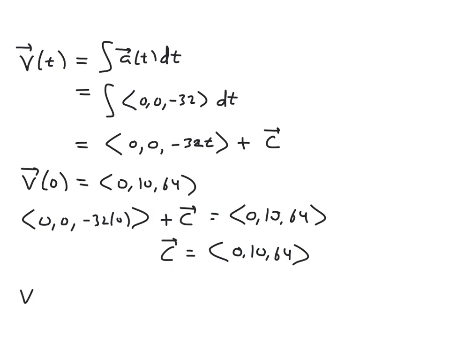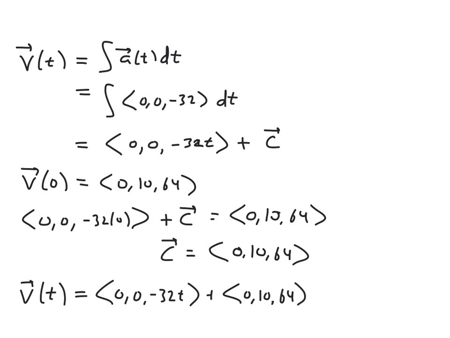So now what we can do is go back to our velocity vector. And so our velocity vector is going to be 0, 0, negative 32t plus this constant vector c, 0, 10, 64. And so when we add these vectors, we get 0, 10, and negative 32t plus 64. So now we have this velocity vector, and it's a very particular velocity vector. It's not the arbitrary one with a plus c. It's the one that corresponds to our initial velocity that we were given.